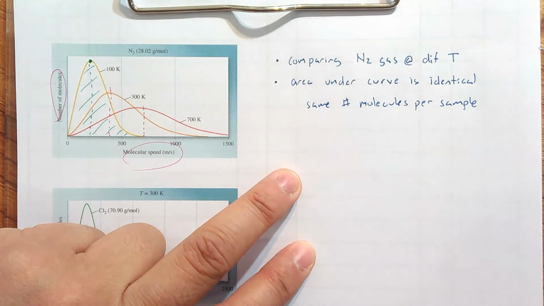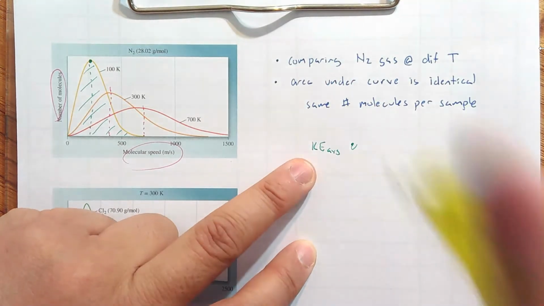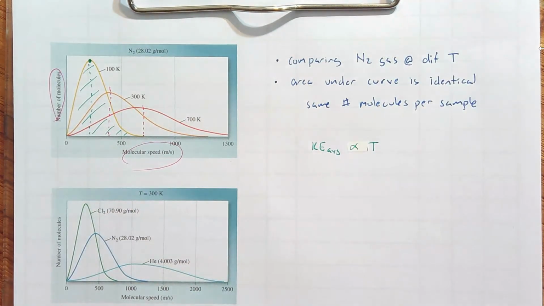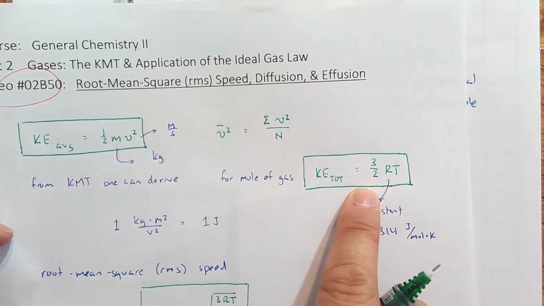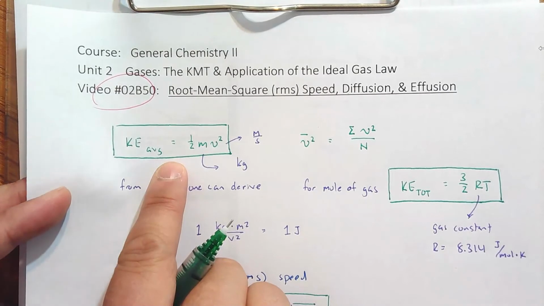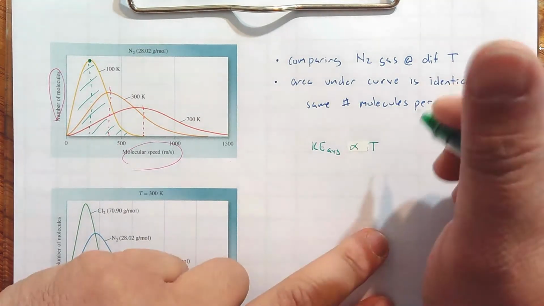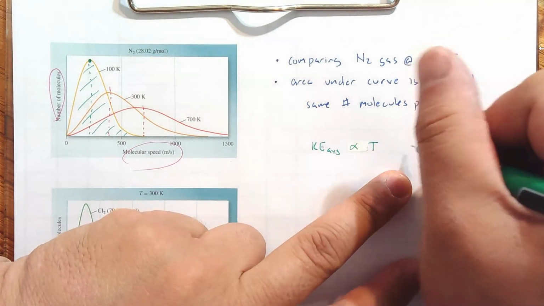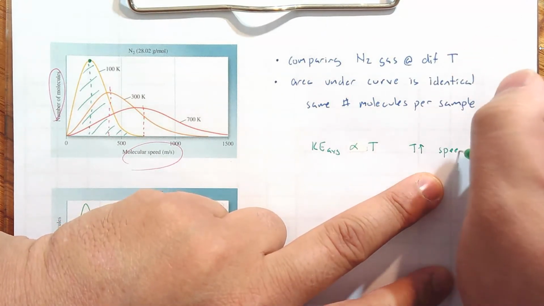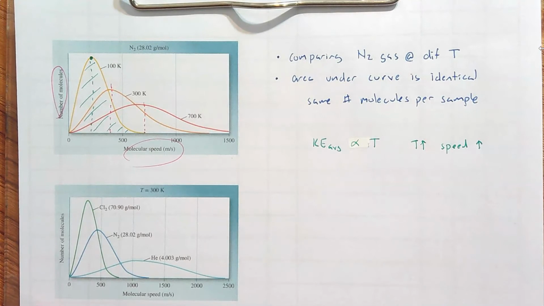We knew that kinetic energy average is proportional to T. And yes, do we have that equation? We have this equation right here. So I say total. This is average when we use this equation right here. Okay. And yeah, as the temperature goes up, the speed, and I'll just say speed for now, goes up. I think that's pretty obvious.